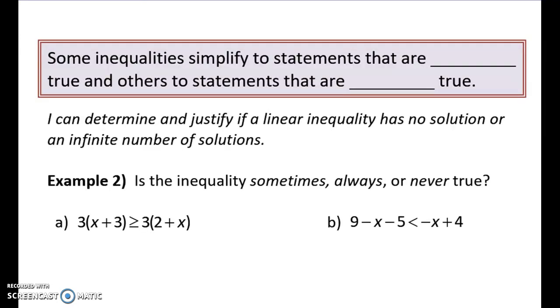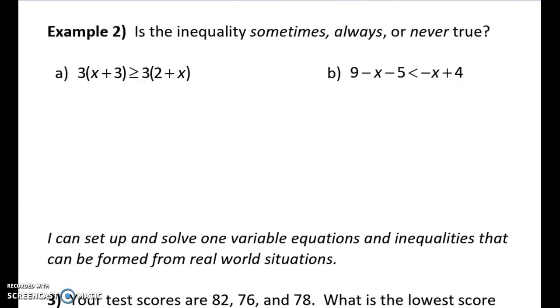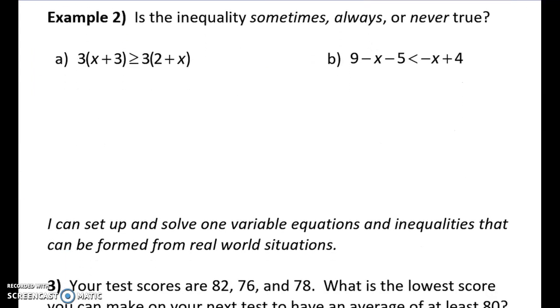All right, so some inequalities simplify to statements that are always true and some that are never true. We're going to look at 2 examples now. For example, I am going to start off by solving this inequality by distributing the 3 inside the parentheses. So I get 3x plus 9 is greater than or equal to 6 plus 3x. I'm going to subtract 3x from both sides, leaving 9 is greater than or equal to 6.